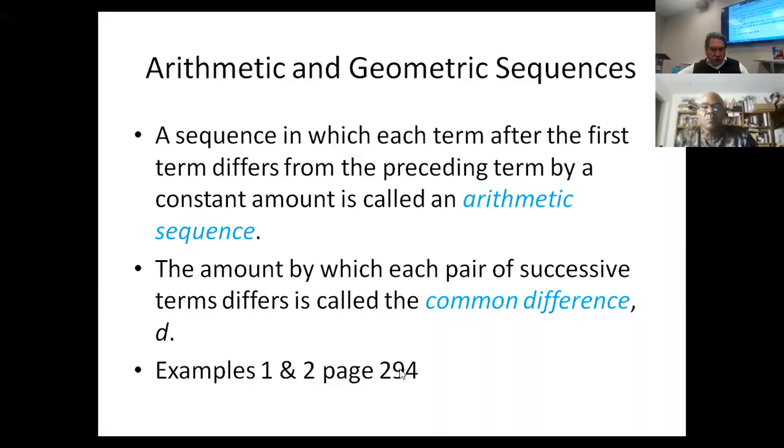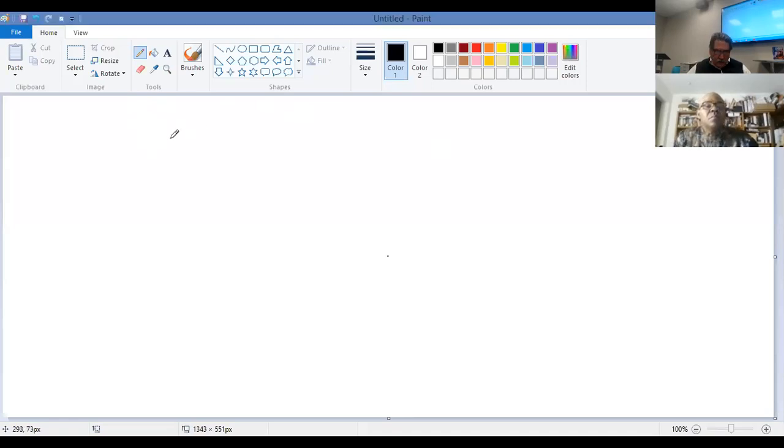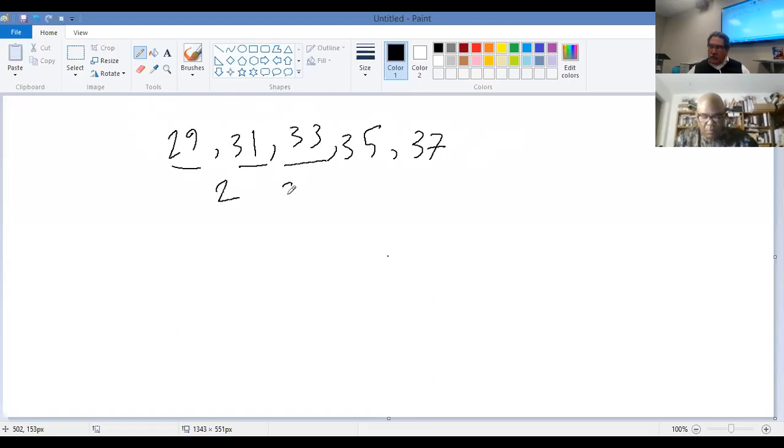Okay, on page 294, it talks about the arithmetic sequence and the common difference. For example, we have 29, 31, 33, 35, 37. The difference between 29 and 31 is what? 2. From 31 to 33, 2. From here, 2, 2. So the common difference, CD, is 2.